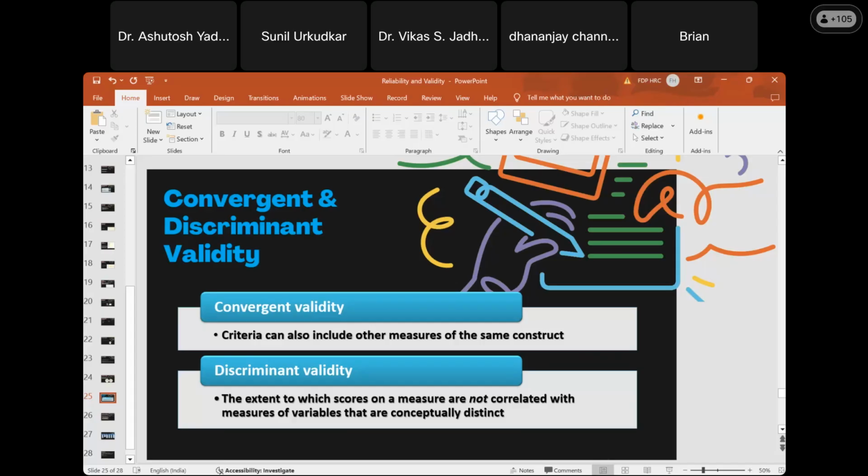अगर हमारा जो new measure है self-esteem का, अगर highly correlated है with the measure of mood, then it could be argued that the new measure is not really measuring self-esteem, it is measuring mood instead.